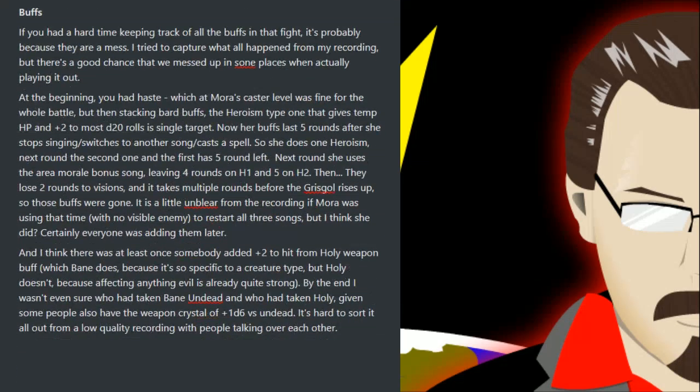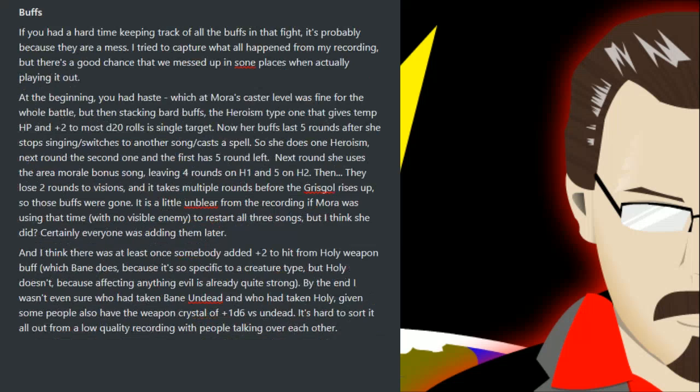If you had a hard time keeping track of all the buffs in that fight, it's probably because they're a mess. I tried to capture what all happened from my recording, but there's a good chance that we messed up in some places when actually playing it out. At the beginning you had haste, which at Mora's caster level was fine for the whole battle.